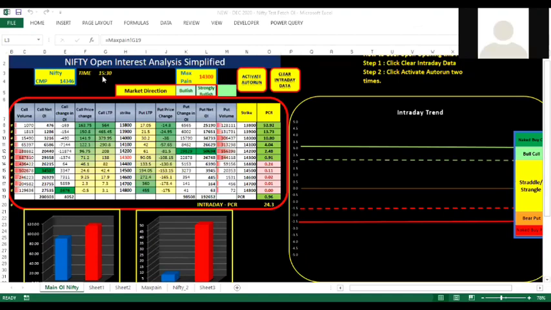Pankaj, is it possible to pull the IV data as well? Yes, it is possible, but NSE does not update the IV during the day. It generally remains static. I have one of my files where I pull the IVs, but it doesn't change. It remains static during the day.